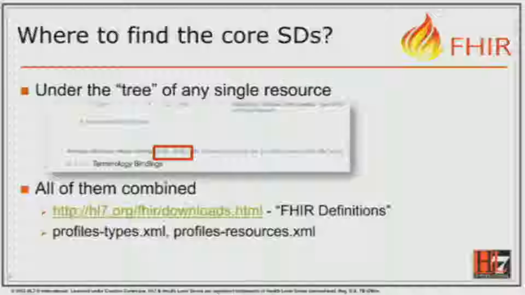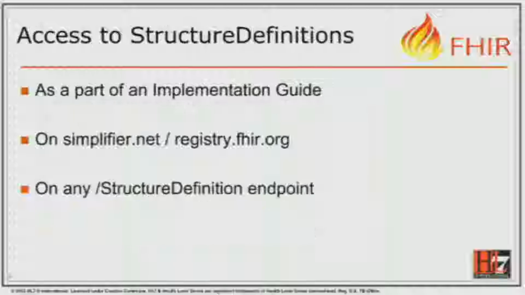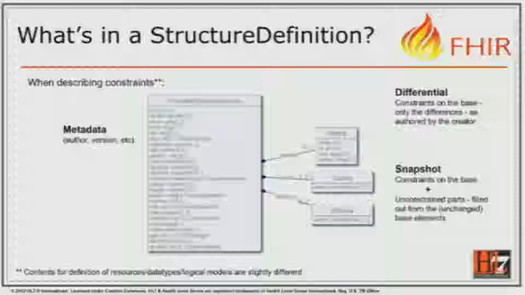If you want all of them, you can go to hl7.org, download, and you get all those structure definitions that describe the full FHIR specification. Also, they could be published on simplifier.net, registry.fire.org, and as I said, any structure definition endpoint, you could download them. That's how you would get them. And it's interesting to download a few and take a look at what's in them.